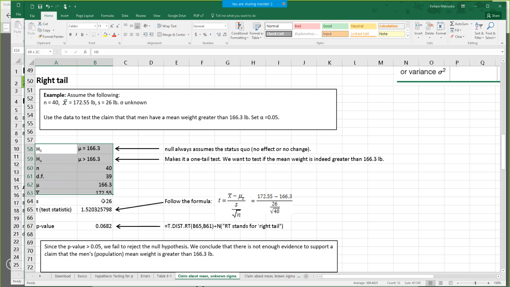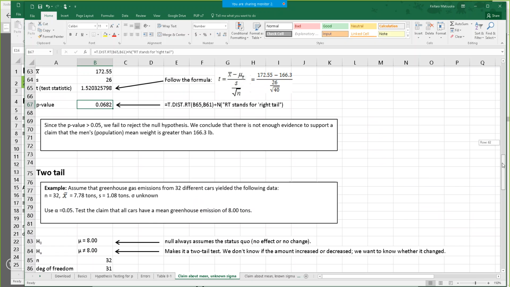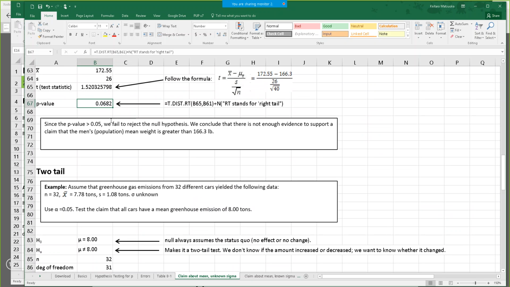These are all the same from last time, just above. And this will calculate the p-value for you. If you look at it, it has RT because it stands for right tail. Again, we failed to reject the null hypothesis, not enough evidence to support the claim that the men's population weight is greater than 166.3 pounds. Okay, so that's what I mean by give a conclusion. First part, second part.